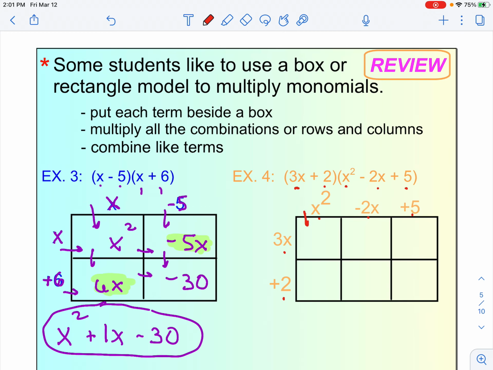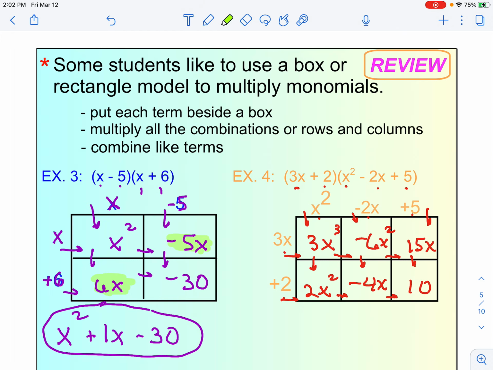And so again, now we're going to multiply the x squared and the 3x, which would give us 3x to the third. We'd multiply the 3x times the negative 2x to get negative 6x squared. We'd multiply the 5 and the 3x to get 15x. So you kind of see how this works. And then again, we continue on by multiplying the x squared and the 2 to get 2x squared. And we multiply the negative 2x and the 2, which would give us negative 4x. And finally, the 5 and the 2 to give us 5 times 2, 10.